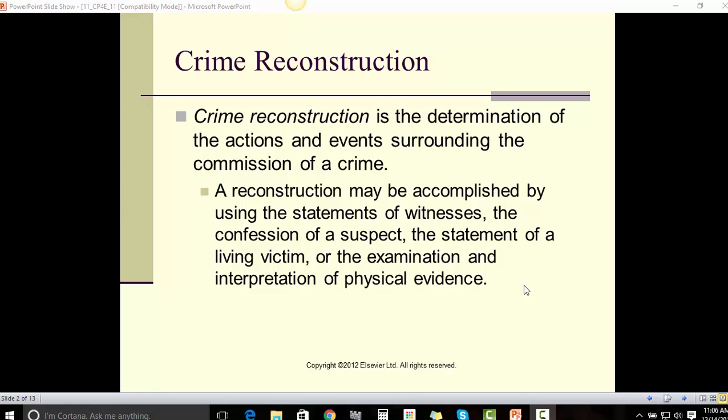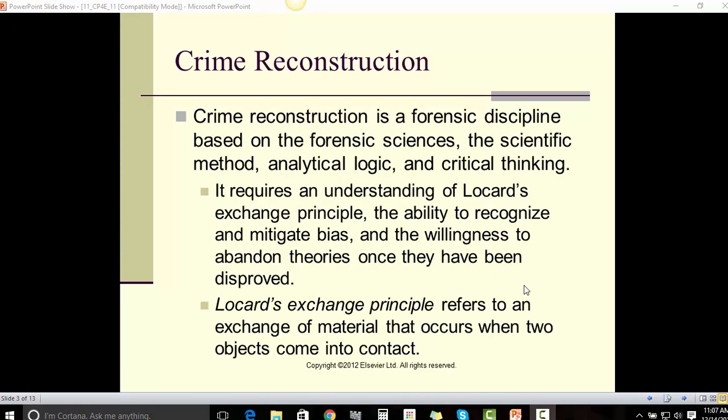Crime Reconstruction. Crime reconstruction is the determination of the actions and events surrounding the commission of a crime. A reconstruction may be accomplished by using the statements of witnesses, the confession of a suspect, the statement of a living victim, or the examination and interpretation of physical evidence.